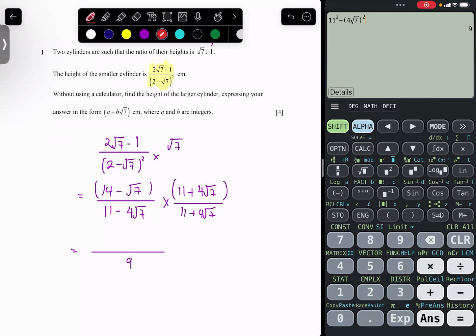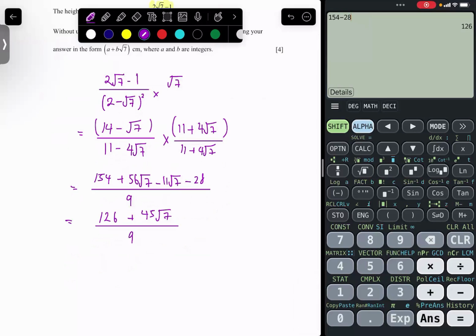14 times 11, that's 154, plus 56 root 7 minus 11 root 7 minus 28. So 154 minus 28 will be 126, plus 45 root 7, divided by 9. So 126 divided by 9 will be 14, plus 5 root 7.